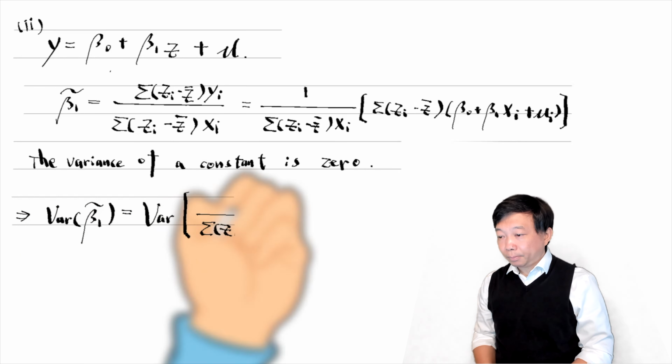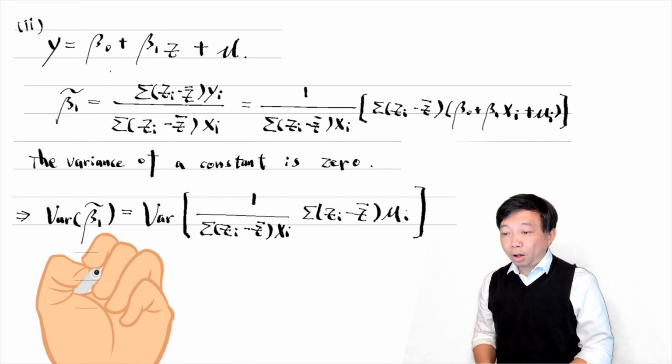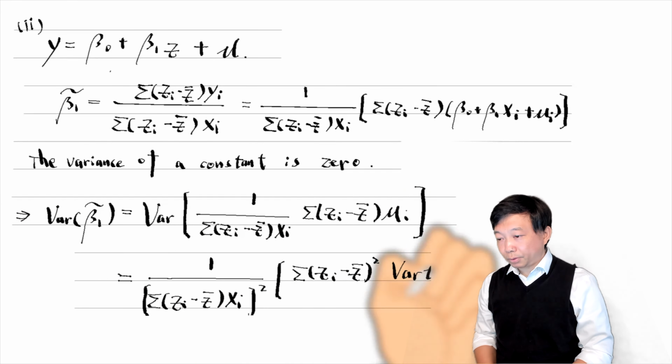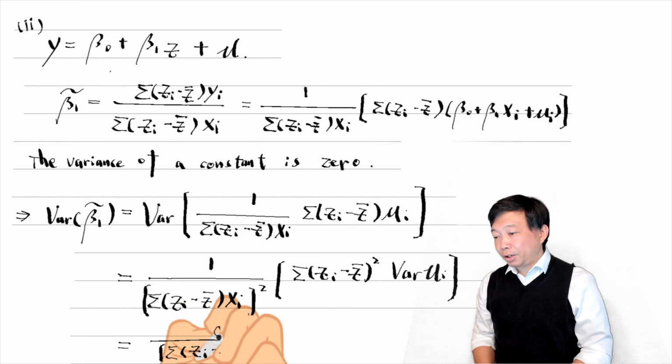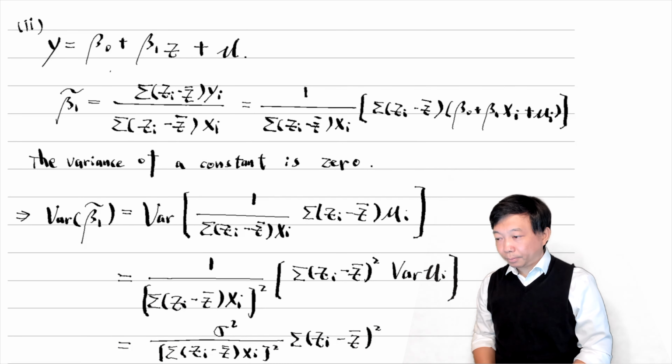For the last term, we take the denominator out of the variance. The denominator is a constant term, and we square it when taking it out of the variance sign. Under the homoscedasticity assumption, the variance of the error term is sigma squared, so that we can reach the answer.